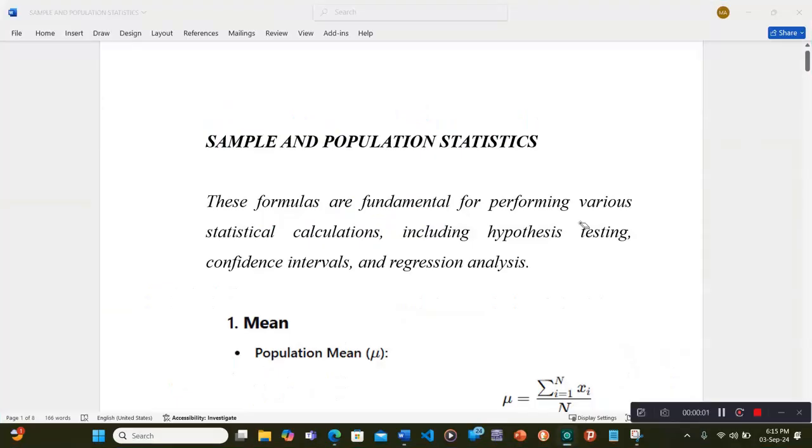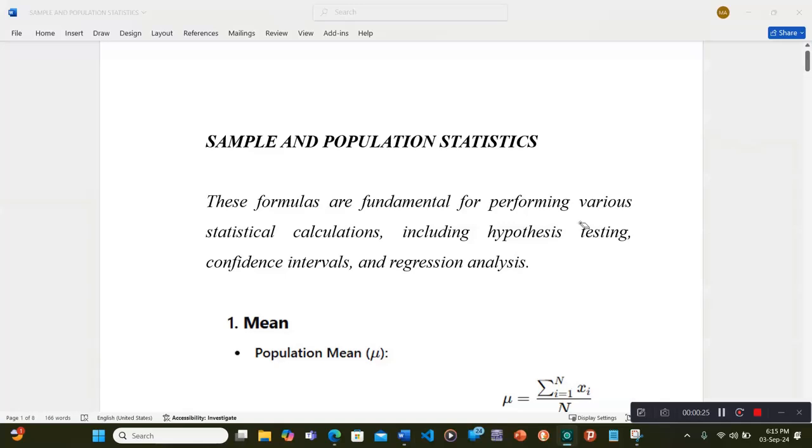Hello members, in this lecture we are going to discuss sample and population. So we are going to be looking at the formulae that we use to calculate the sample mean, population mean, sample variance, population variance, and standard deviation for the sample and for the population.